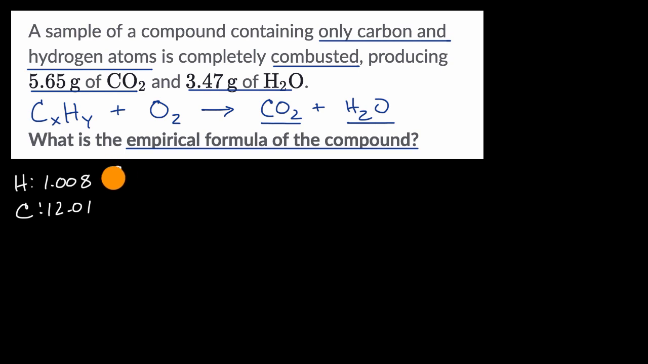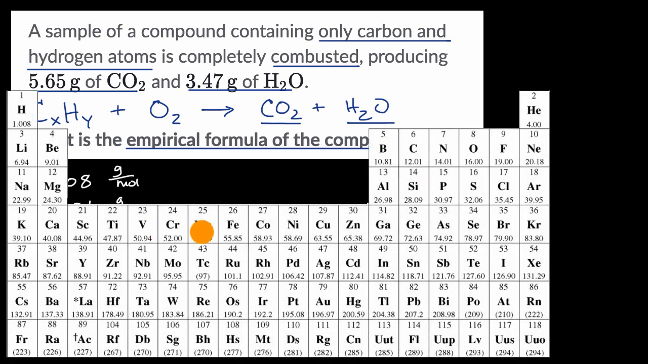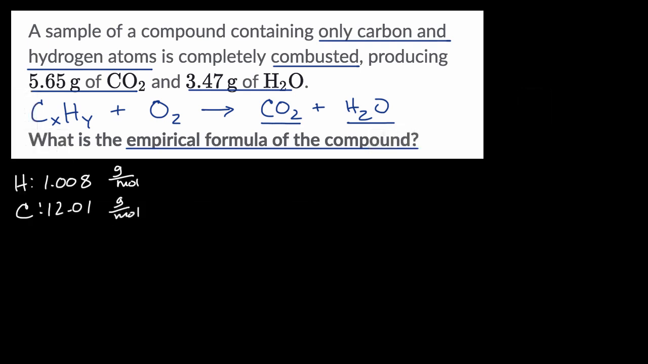And we could also think about them in terms of molar masses. We could say this is grams per mole. And then last but not least, we have oxygen, and oxygen is at 16.00 grams per mole. This is the average atomic mass, but then we can think of that number as molar mass. So oxygen is at 16.00 grams per mole.